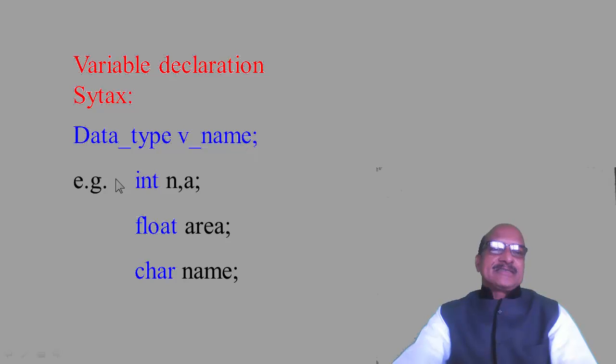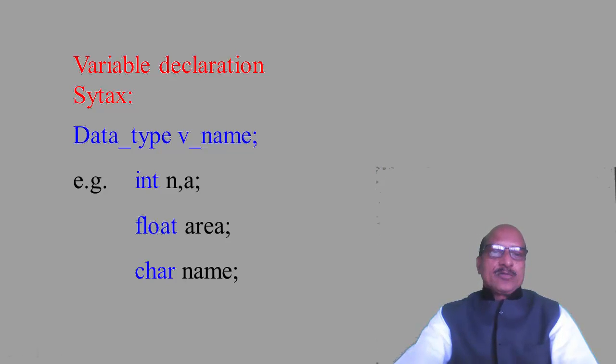Now here consider the examples. Int n comma a. So what is the meaning? n and a are two variables, and the data type of these two variables is integer. It means they are capable of storing a whole number, an integer number. Then float area. It means area is a variable, or the name of a memory location where we can store the real constant, and this real constant is given by the keyword float.